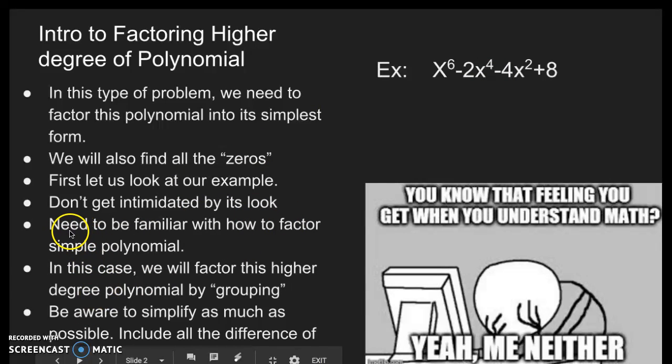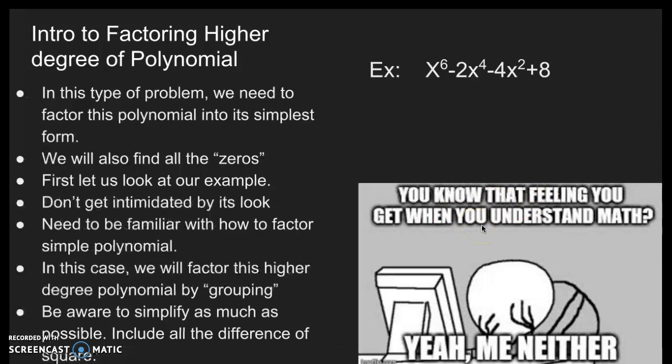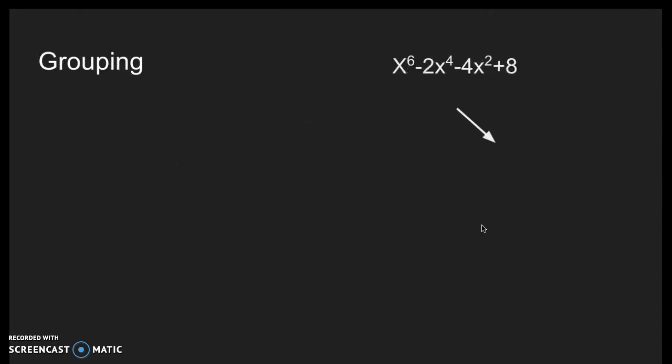In order to factor a higher degree of polynomial, we need to be familiar with how to factor simple polynomials. In this case, we'll factor this higher degree polynomial by grouping. Be aware to simplify as much as possible, including all the differences of squares. So you know how people look at the problem and just think, "Oh, what is that?" Alright, let's start. Grouping.